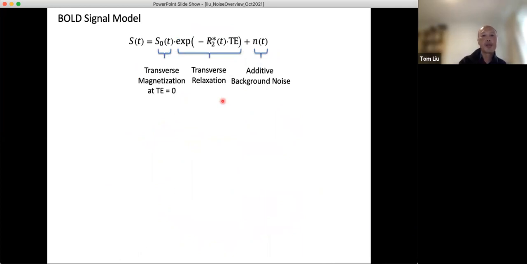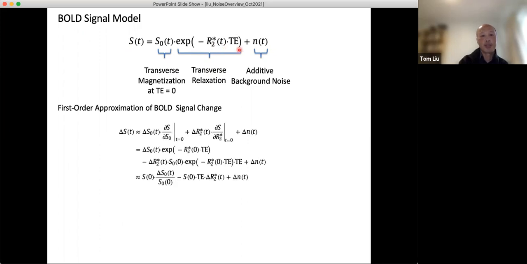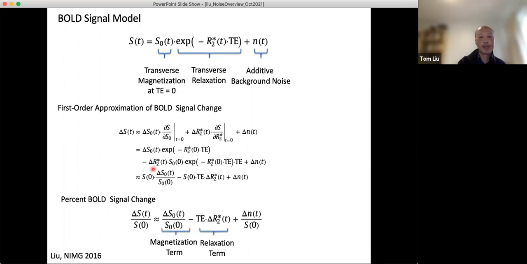So I'm going to go through a little bit of background. Part of this will be educational, just to get everyone on the same page. The basic signal model is that the BOLD signal we measure has transverse magnetization at echo time of 0, which then relaxes with the relaxation constant R2 star, and we measure it at some echo time TE. The math is in the paper, so I don't need to go through that. The bottom line is, if you look at the percent change in BOLD signal, which is what most people are interested in, you find there's a magnetization term, delta S naught, how much this term has changed. And then you find there's a relaxation term, the very common minus TE times delta R2 star. This is very well known to people in the fMRI literature.